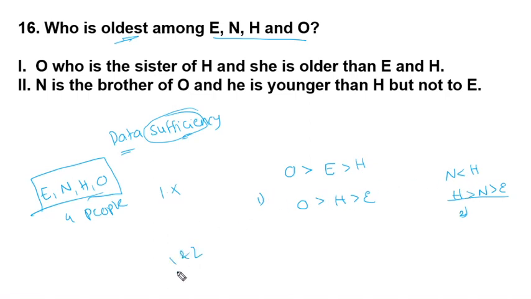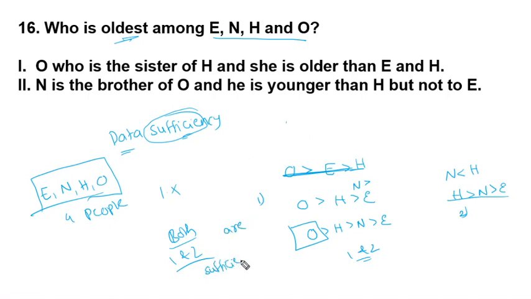So that's why what I am doing is I am clubbing both 1 and 2. If I club both 1 and 2, H and E, so E, H, and this doesn't work out. H, N, E. Why? Because N is younger when compared with H and N is older when compared with E. So the combination becomes O, H, N, E by clubbing both 1 and 2. Who is the oldest? I can definitely say that O is the oldest. How did you come to know that O is the oldest? By clubbing both 1 and 2. So what will be your answer? Both 1 and 2 are sufficient to get the answer.